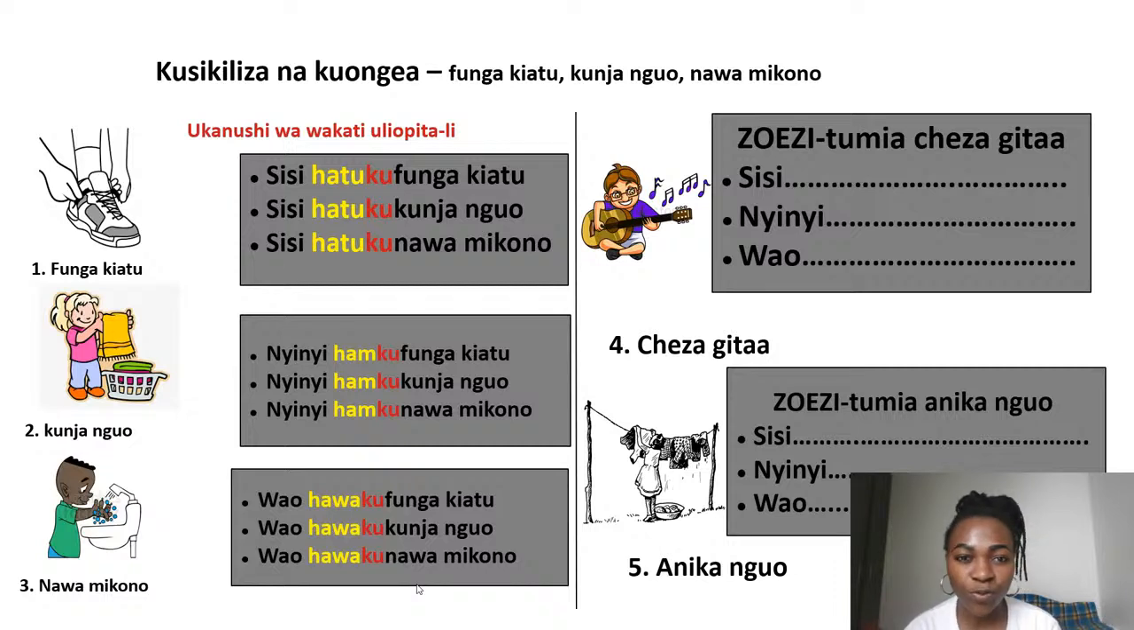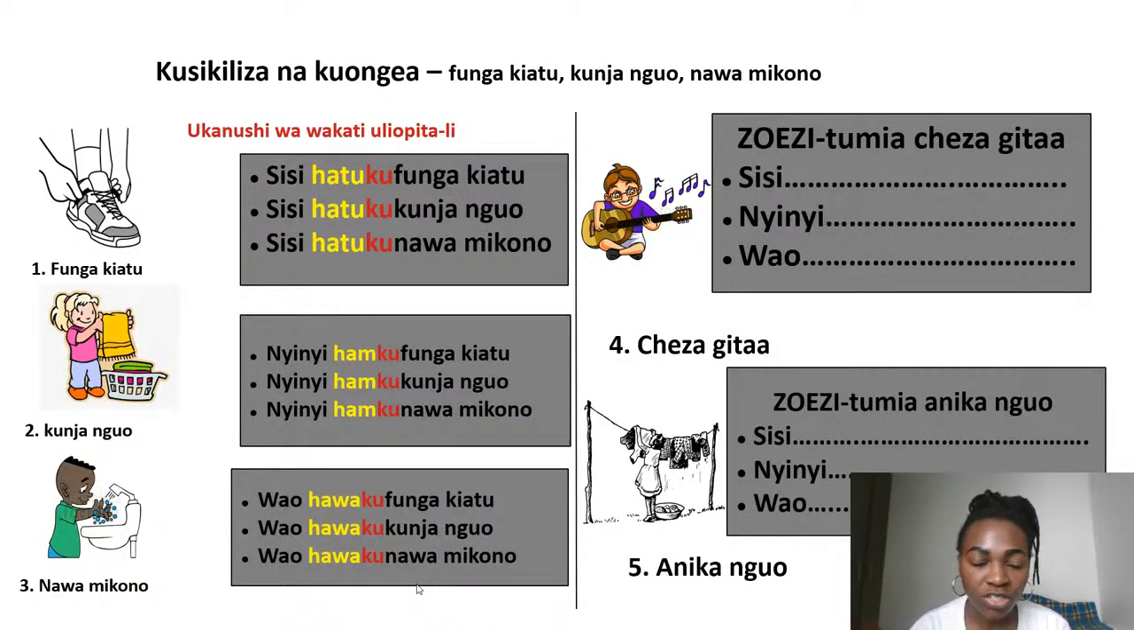Sisi hatukufunga kiatu. Sisi hatukukunja nguo. Sisi hatukunawa mikono. Nyinyi hamkufunga kiatu. Nyinyi hamkukunja nguo. Nyinyi hamkunawa mikono. Na wao, the plural of yeye. Wao hawakufunga kiatu. Wao hawakukunja nguo. Wao hawakunawa mikono.